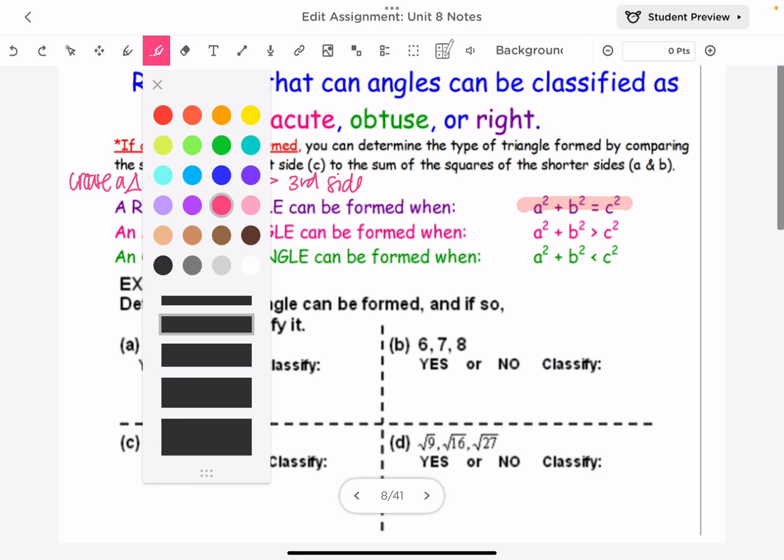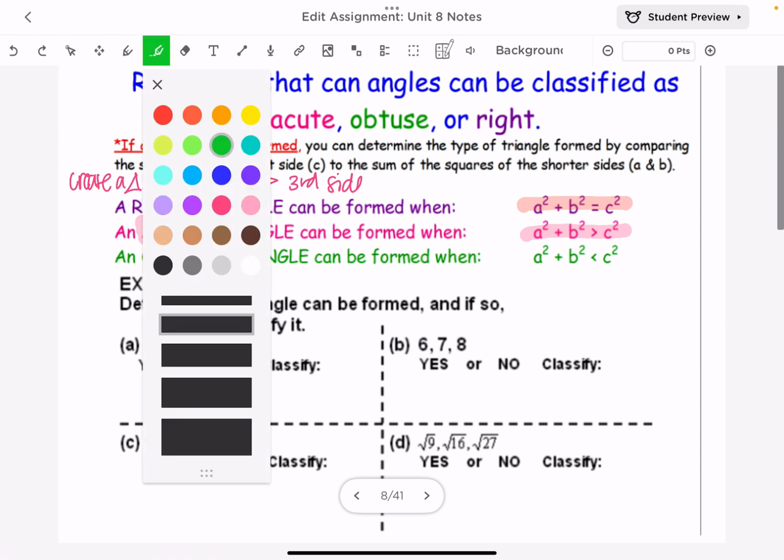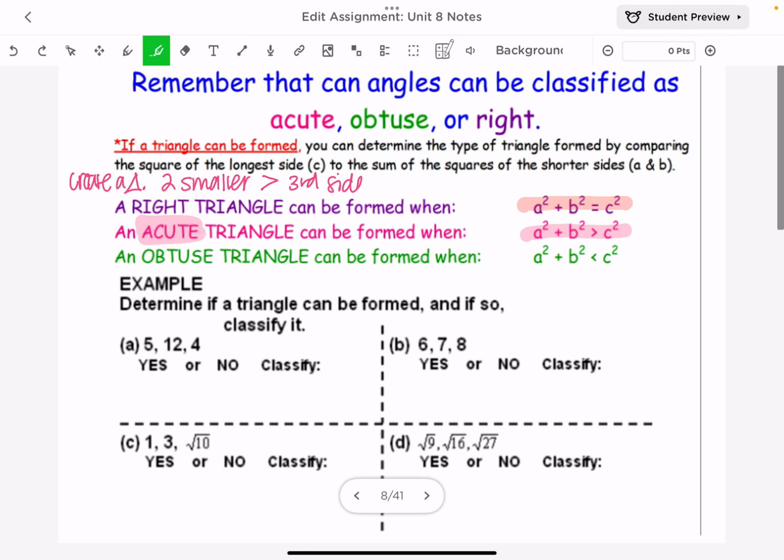If you plug it in and a squared plus b squared is greater than c squared, then it's going to be acute. Now you have to be careful with that because you think that greater would mean obtuse, and it doesn't. It means acute. So you kind of have to think backwards there. That's just kind of my trick that I do. I just say, oh, it's going to be backwards of what I think it's going to be. If it's greater, it's actually acute.